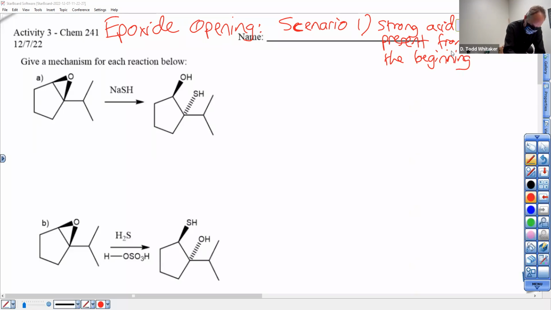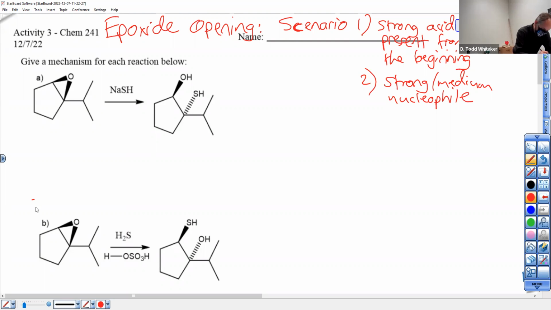Two. Strong, medium, nucleophile. So we got scenario one. And scenario two, do you agree? Both covered here.